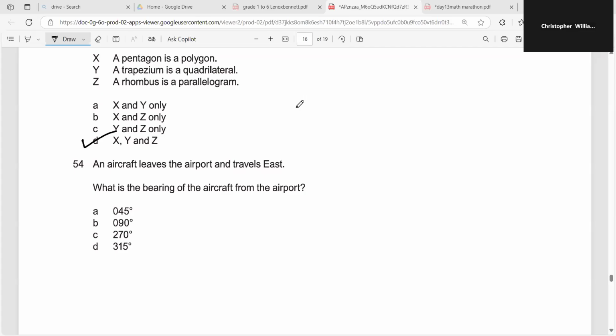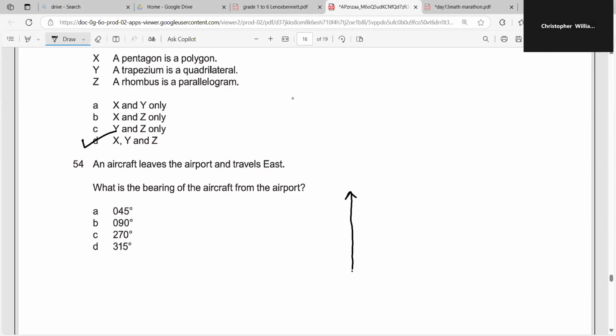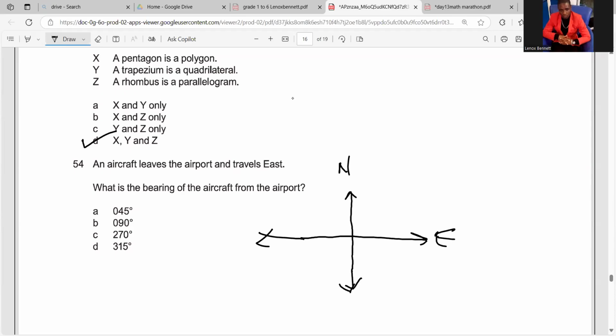All right, let me try somebody. C. 270. Yes, sir, 270. Because an aircraft leaves the airport and travels east. What is the bearing of the aircraft from the airport? Like north, south, east, west. You know where they go? No, sir. Yeah, but where would east be on this? This would be north. This would be east. The teacher doesn't teach you this at school? North, south, east, and then west. Okay, well, you needed to know this.